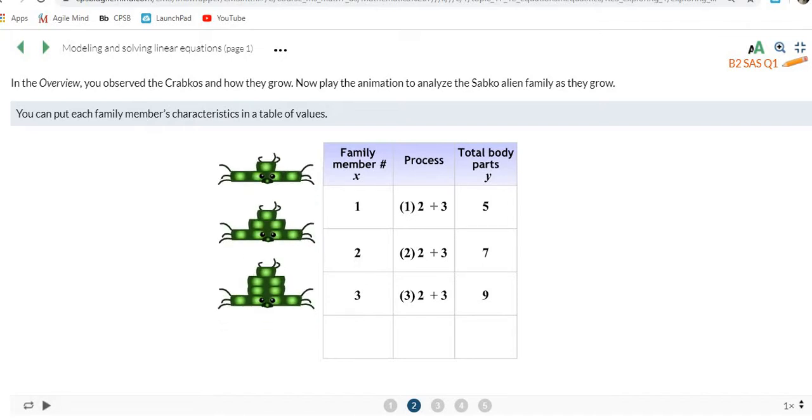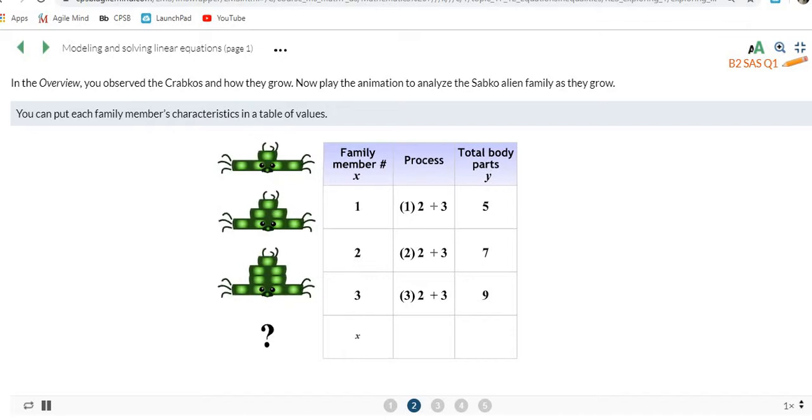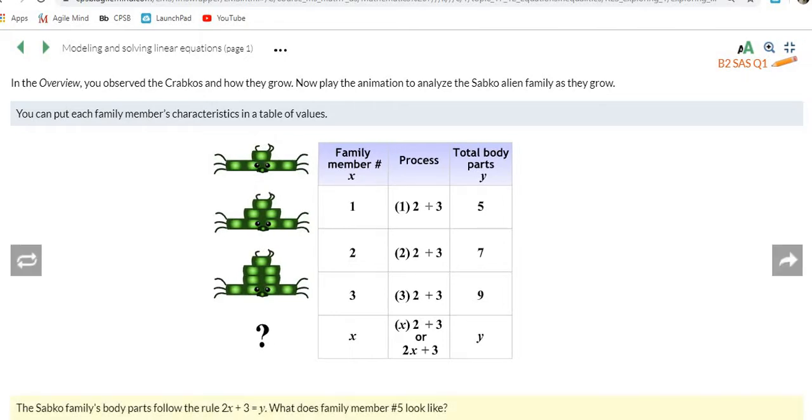So what is the same throughout here? The process. The plus 3. What else is the same? The times 2. That's going to help us write our equation. So going down to the very bottom of your chart, we're writing our equation. So our equation could be 2x plus 3 or x times 2 plus 3 equals y. That's the very bottom of our chart on 1C.